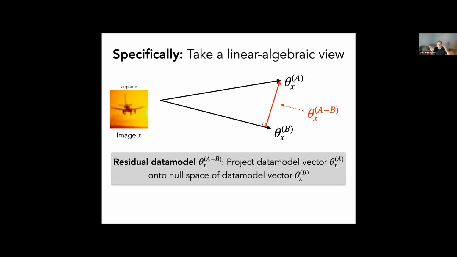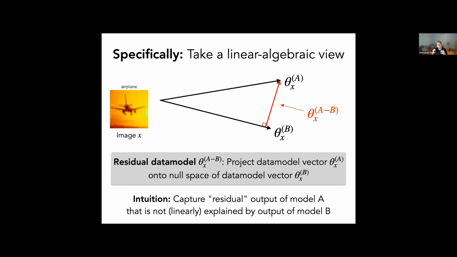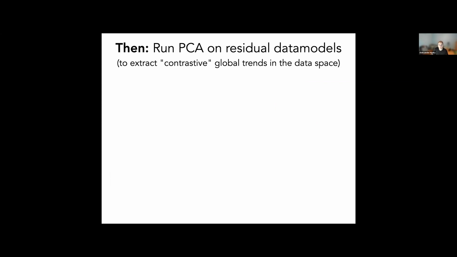And then you essentially find what we call the residual data model, where we project one of these embedding vectors onto the null space, or essentially away from the other. So we try to capture the residual output of model A that is not linearly explained by the output of model B. This is the simplest linear algebraic thing you could do.